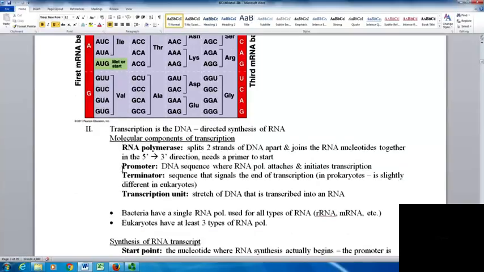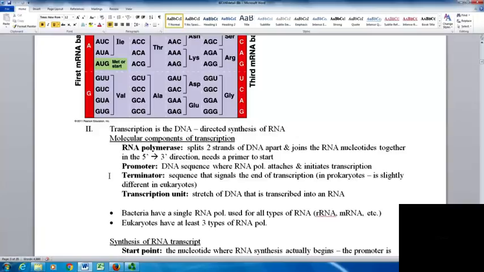When we look at the molecular components of transcription, you're going to use an RNA polymerase here. When you're just copying the DNA, it was a DNA polymerase. Here we use an RNA polymerase because we're actually building an RNA polymer. It's going to split the 2 strands of DNA apart and join the RNA nucleotides together in the 5' to 3' direction. This is also going to need a primer to start.